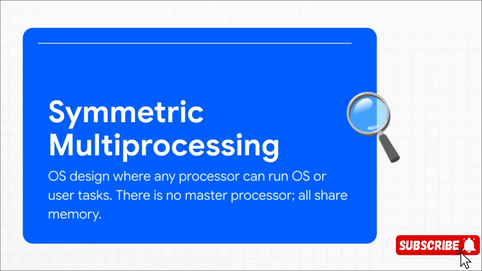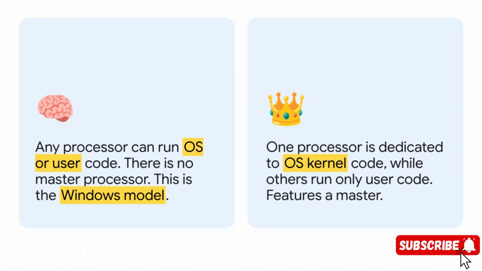Think of it more like a super efficient team where every single member is equally capable of grabbing any job that comes along. Doesn't matter if it's a deep system-level task or just running your web browser. And this comparison really makes it clear. On the left, you've got the Windows way of doing things, SMP. Any processor can do any job.